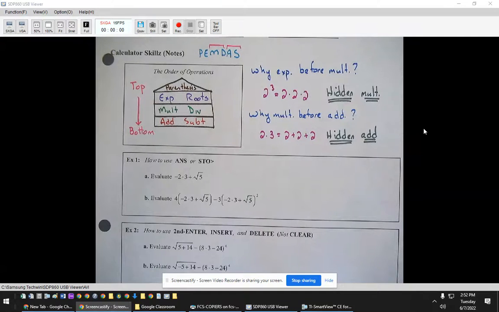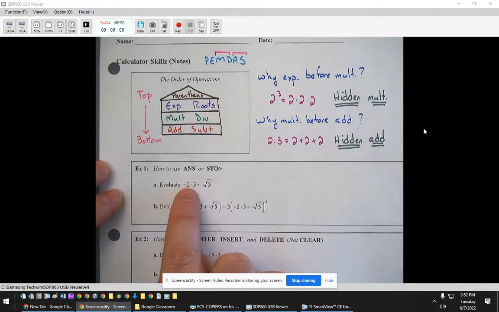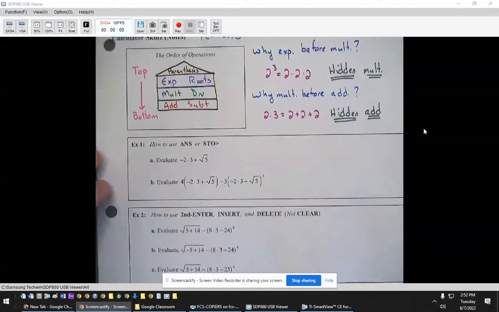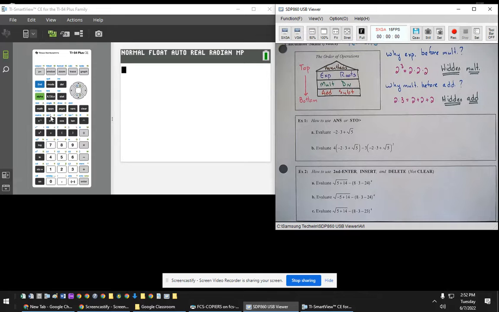What's nice about our calculator is that our calculator does the order of operations for us. So as we compute these things, you don't have to worry about how you type something like this in. The calculator knows to do the multiply. It knows to do the square root, and then it knows to take those answers and add them together. It already knows how to do it. So we're just going to practice some of the tricks that come with using a TI-84 operating system.